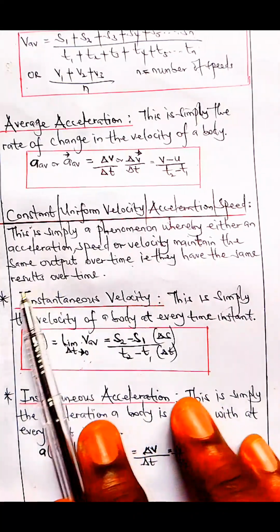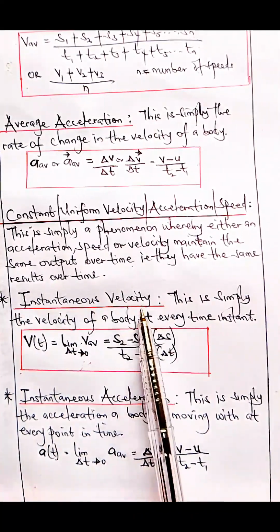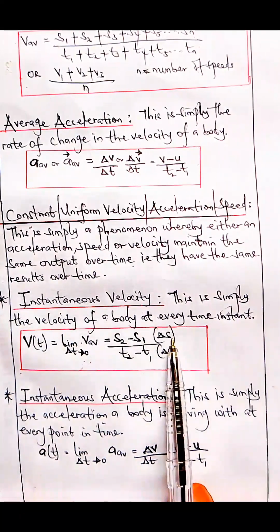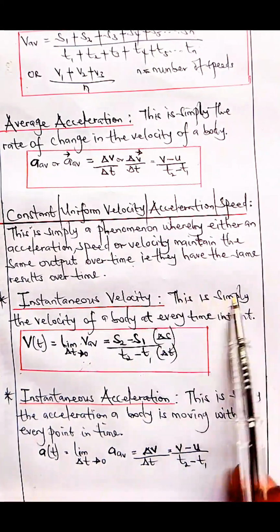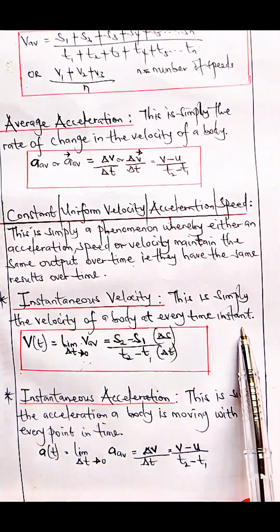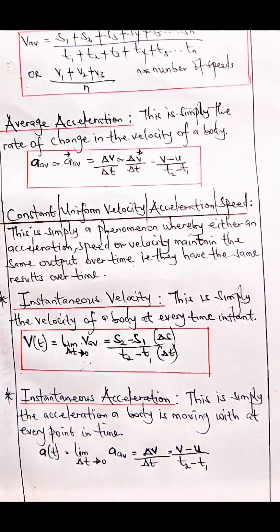Now, this is just a major word, an English word. If you look at it, instantaneous means the velocity of a body at various instants. That's how a layman would define it, and that's also how I want you to understand it, apart from all this mathematical representation. So let's see. This is simply the velocity of a body at every time instant. So yeah, we're not talking about the cumulative velocity of a body. We're not talking about the velocity over a given time period. We're talking about the velocity of a body at that very given point in time.